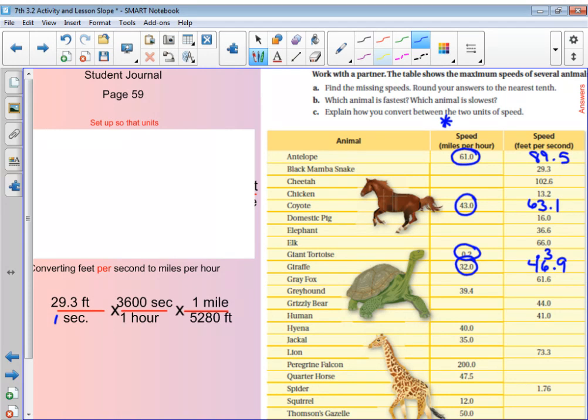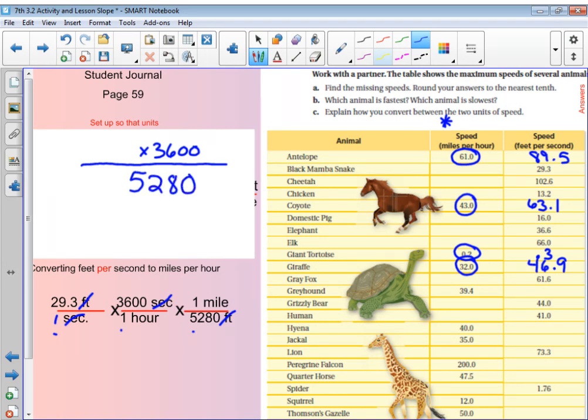And we, once again, set it up so that we could cross cancel on the seconds. And then to change it into miles, we have 1 mile is 5,280 feet. And we set it up so that we could cross cancel with the feet. So that's how I knew that the feet were going to go on the bottom. So my conversion, we are left with this. Our number that we originally had times 3,600 times 1, which is still going to give us the same thing. And then on the bottom, we have 1 times 5,280, which is 5,280.